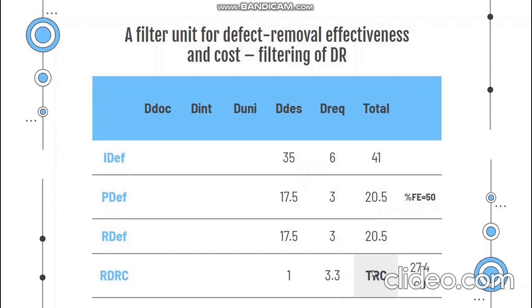So the resources invested in defect removal during the design phase amount to 27.4 cost units, where removal of defects passed from the requirement phase required 3.3 cost units for each defect. So how can we obtain this 27.4 cost units? As I said before, we multiply 17.5 by 1 plus 3 multiplied by 3.3, and we obtain 27.4 cost units. That's how the calculation goes.